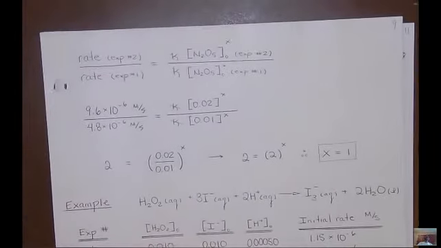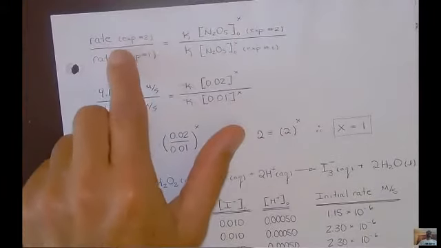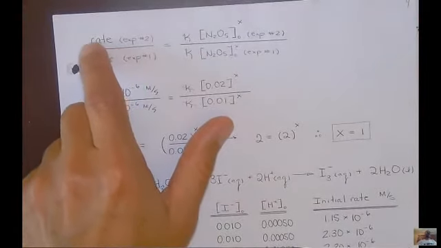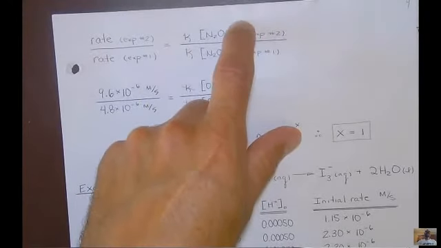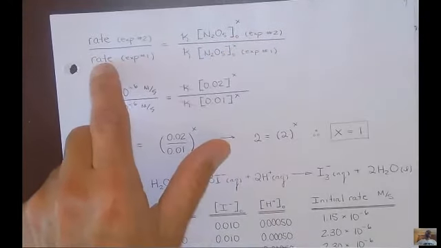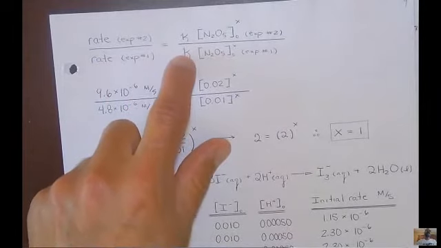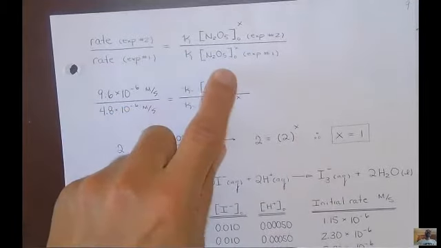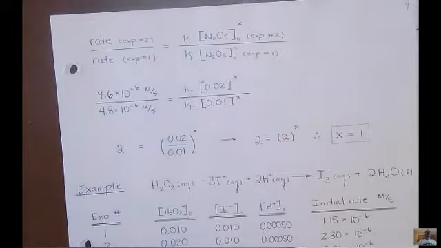That was doing it by inspection. Another way you could do it, if you didn't see right away what was happening, is to take the rate in any one experiment and plug in the rate law for it and just leave the x's in there. Take the rate in the other experiment, plug in all of those numbers and solve for x. And I'll show you how to do that.